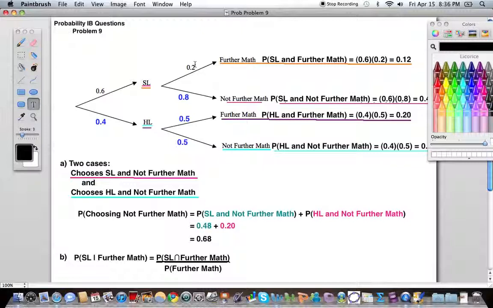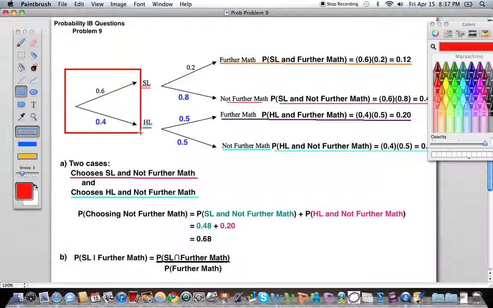And they also say if the student chooses HL, then the probability that they choose further math is 1/2, or 5/10, 0.5. We can use our knowledge of tree diagrams. Just do a quick refresher here.